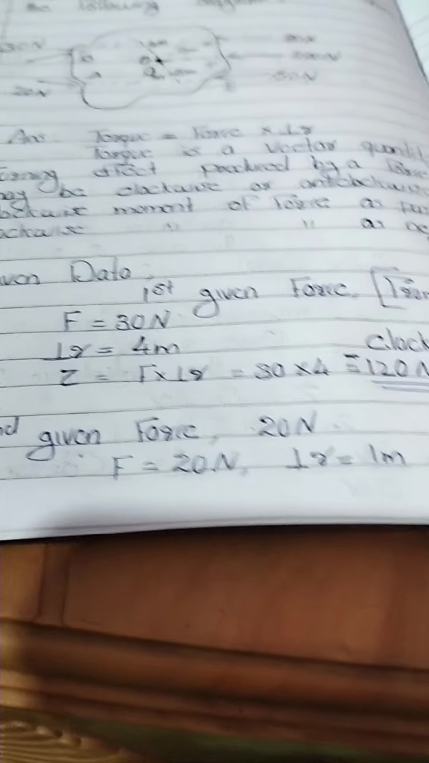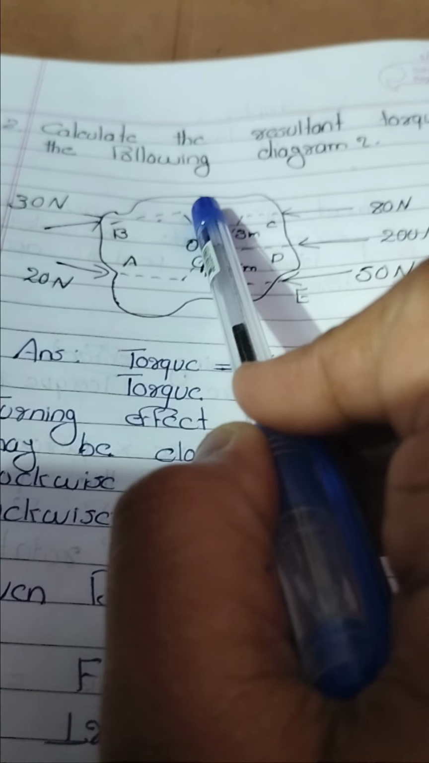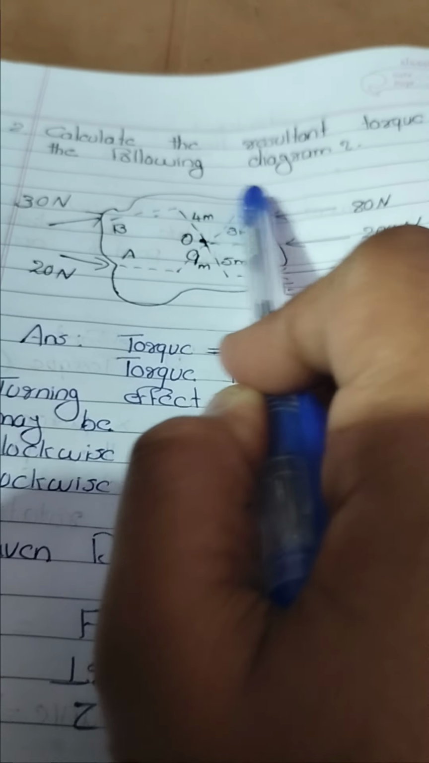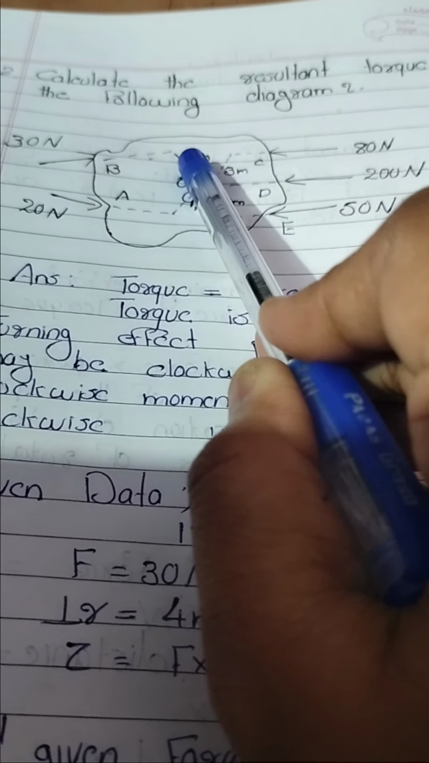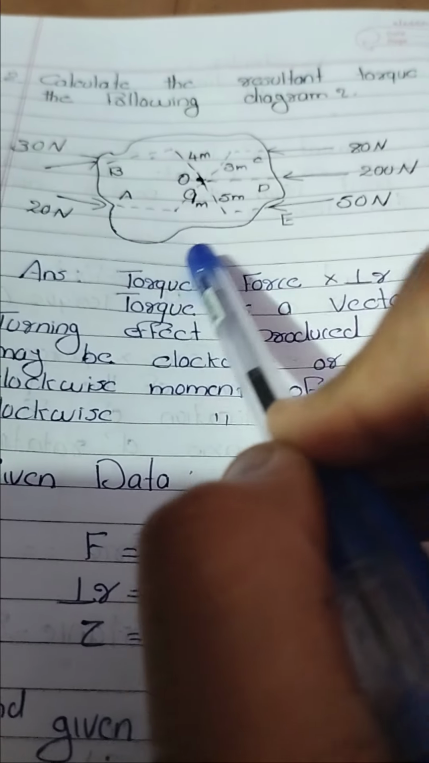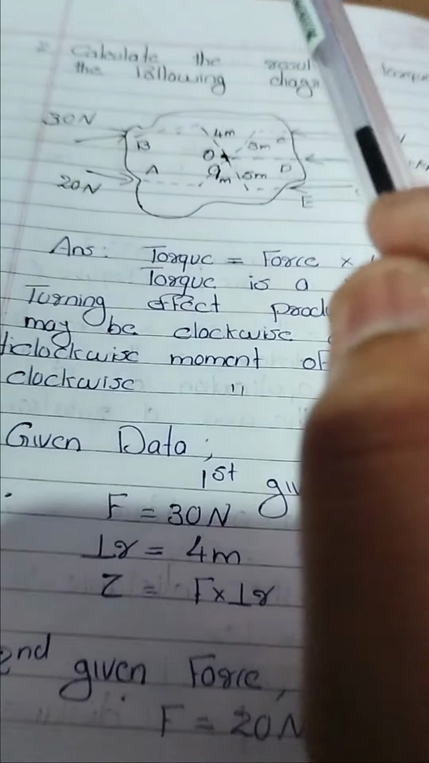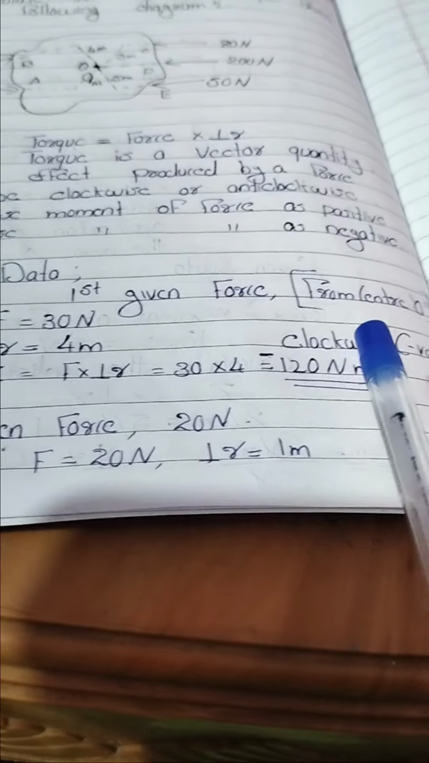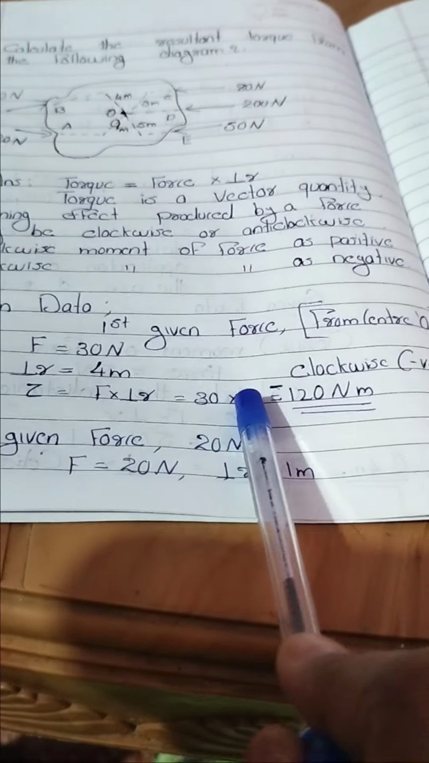What is the direction of the torque? Listen here. In the case of this 30 Newton, this is the line of force. So it will go in this direction, just like a clockwise. I'll repeat once more. This is the 30 Newton. This is the line of force from this 30 Newton. It will be passing like that, that means it will be moving just like a clock. That's the reason it is called the clockwise direction. The sign of clockwise is negative. That means this 120 Newton meter has a negative sign.